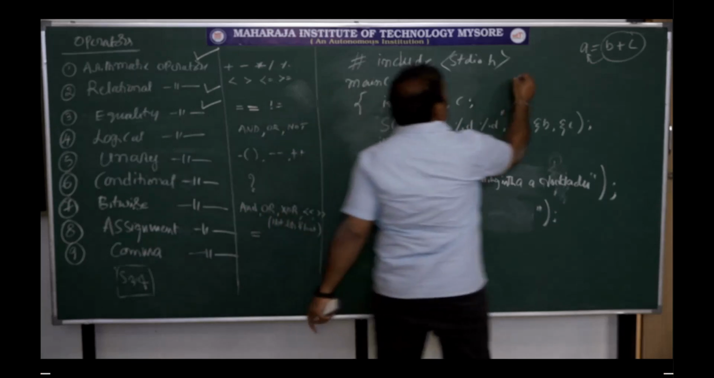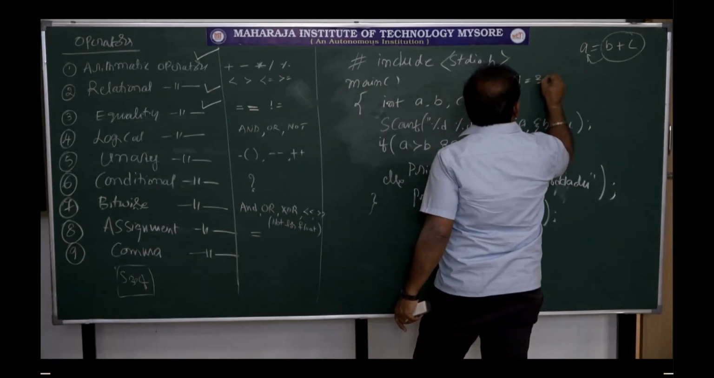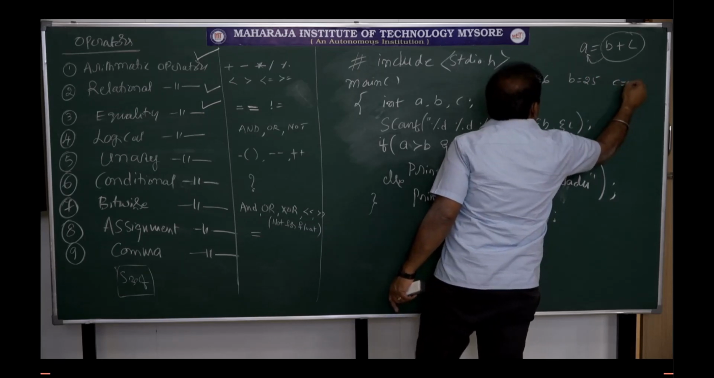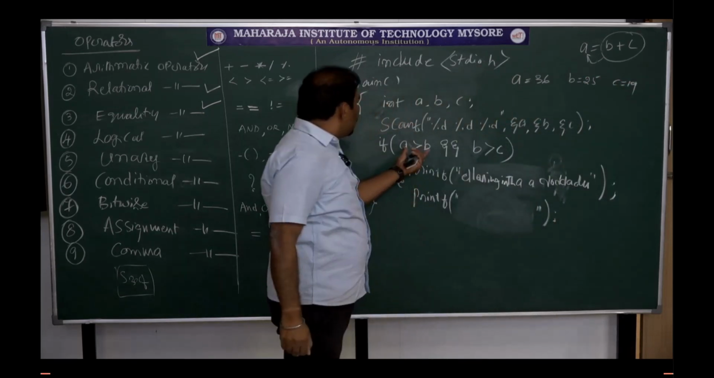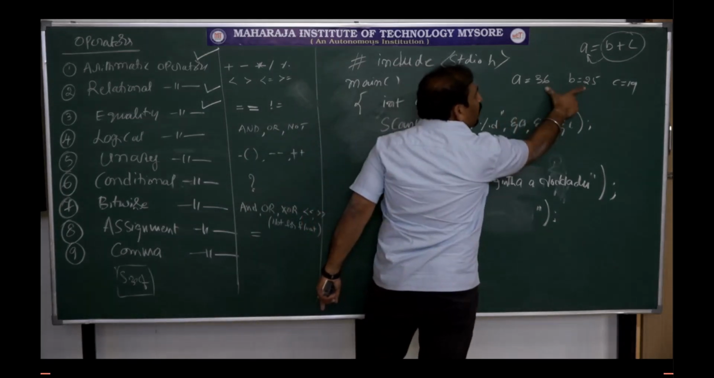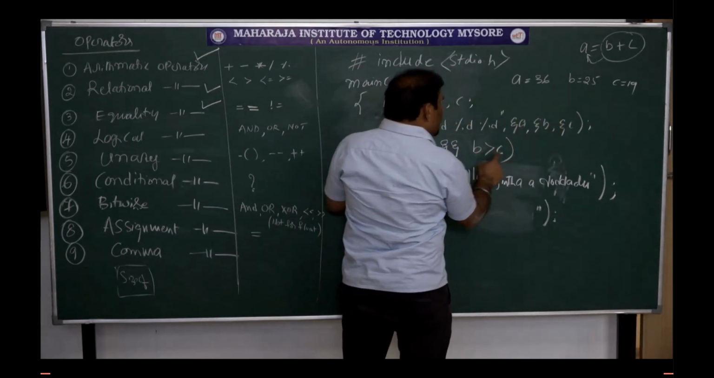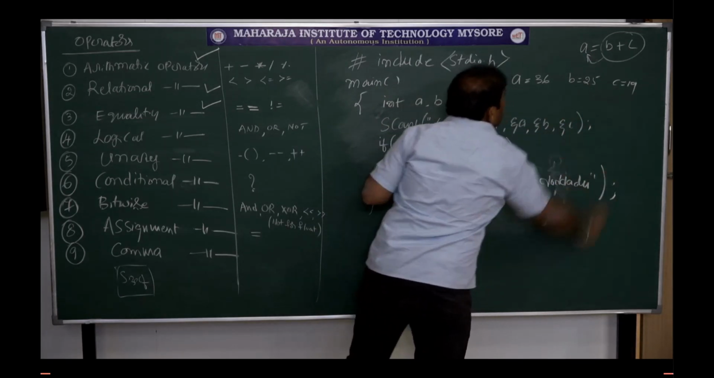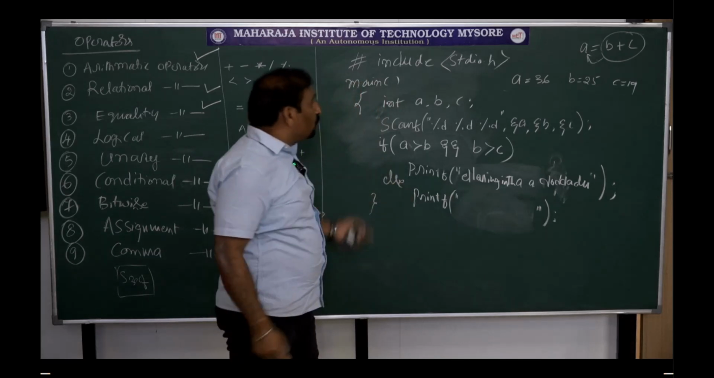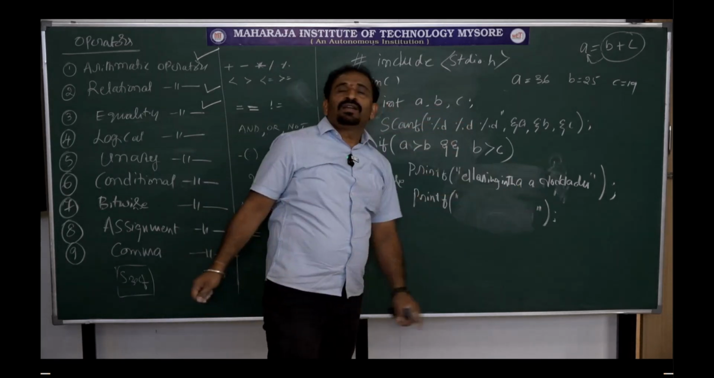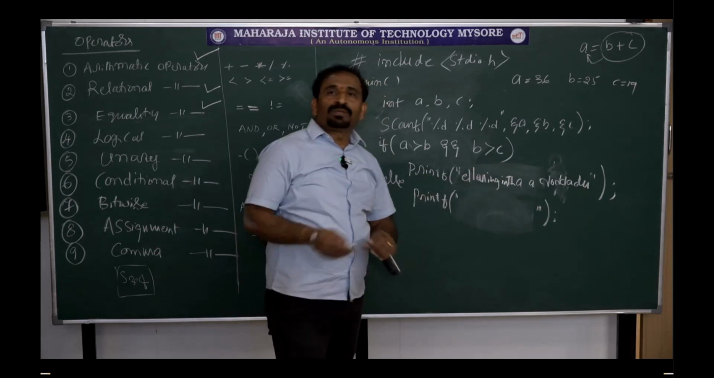So let A is equal to 36, B is equal to 25 and C is equal to 19. Is A greater than B? Yes, A is greater than B. True. Is B greater than C? Yes, that is also true. Obviously, A is bigger than these two. So therefore, A is the biggest.